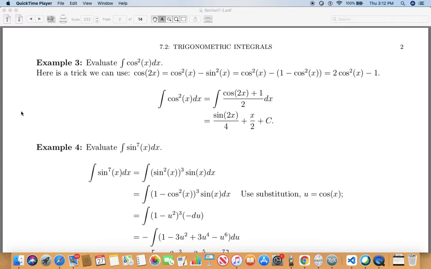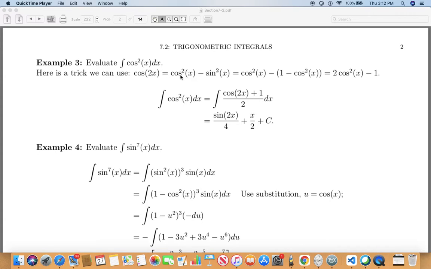Come back. Example 3. Evaluate the integral of cosine squared x dx. Notice this is an even power of cosine. Here is a trick you use when you have even powers. Cosine of 2x, this is the twice angle formula, or the double angle formula.